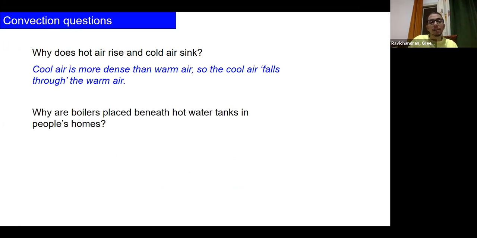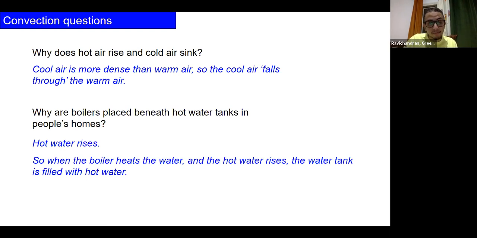Why are air boilers built into hot water tanks in people's homes? Actually, hot water rises, and due to that, the boiler heats the water and converts it to hot water, then partially to steam. The hot water rises, and the water tank is filled with hot water and vapor. This increases the pressure inside. So we need to put a pressure valve on the hot water boiler.